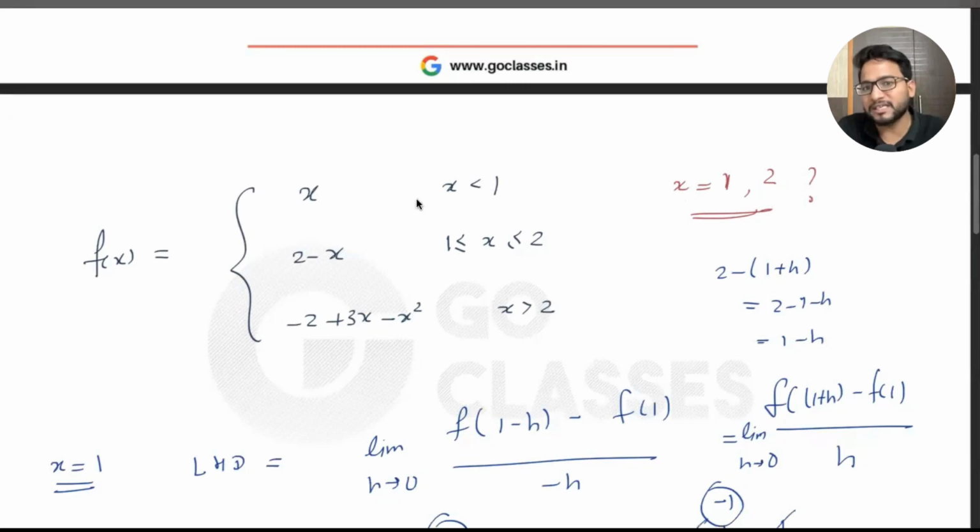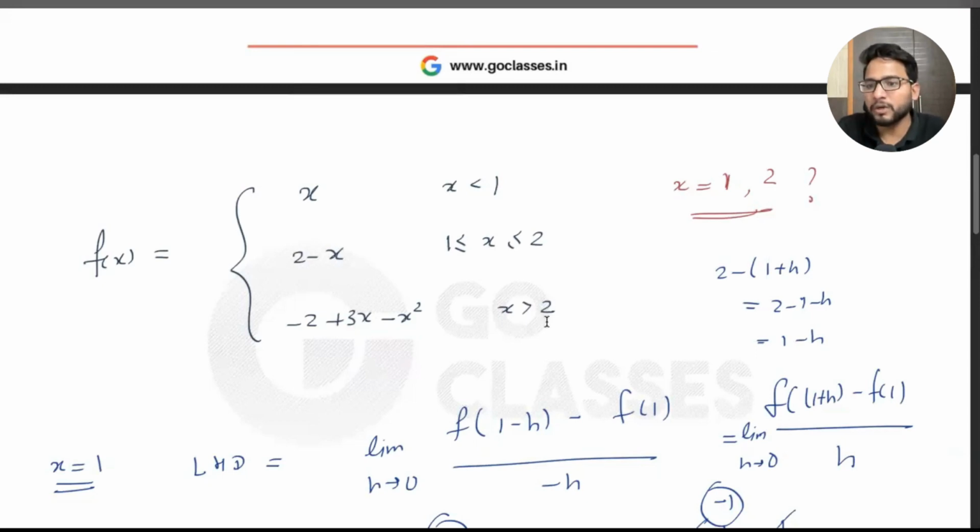Because before 1, it is continuous, right? It is very much differentiable. Between 1 and 2, it is just a polynomial, and polynomials are differentiable, right? This is 2 minus x, which is differentiable. Greater than 2 is also differentiable. Only at 2, or only at 1, you have to check whether this is differentiable or not.